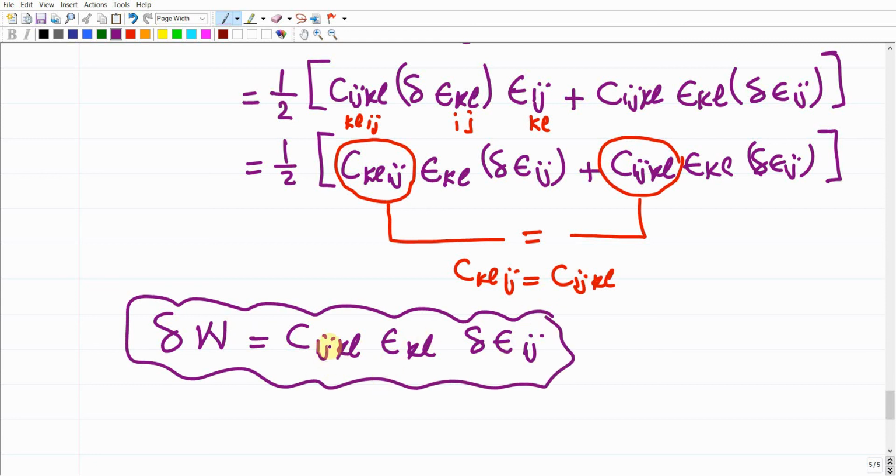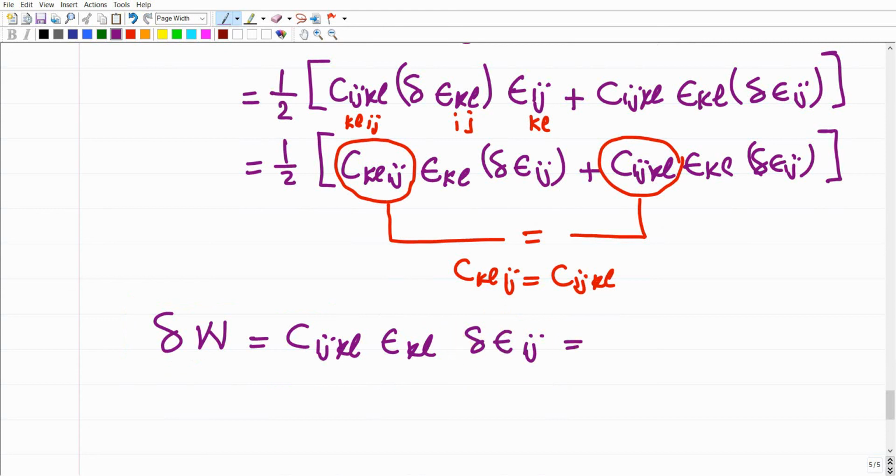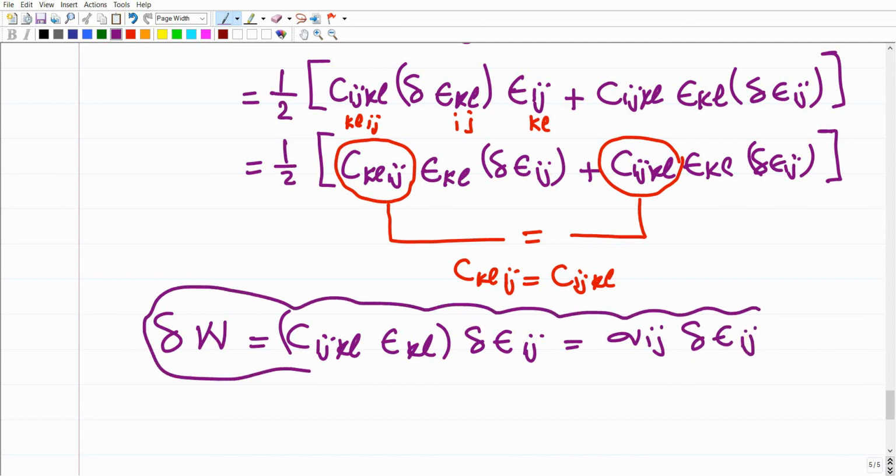So as you can see, this term, which is C_ijkl epsilon_kl, is the stress field, right? This is the stress field times the first variation of the strain field. But remember that this doesn't mean, so if we just combine this one, this definitely is sigma_ij times the first variation of epsilon_ij. So as you can see, the first variation of the strain energy density function is the stress field multiplied by the first variation of epsilon_ij, or the strain.